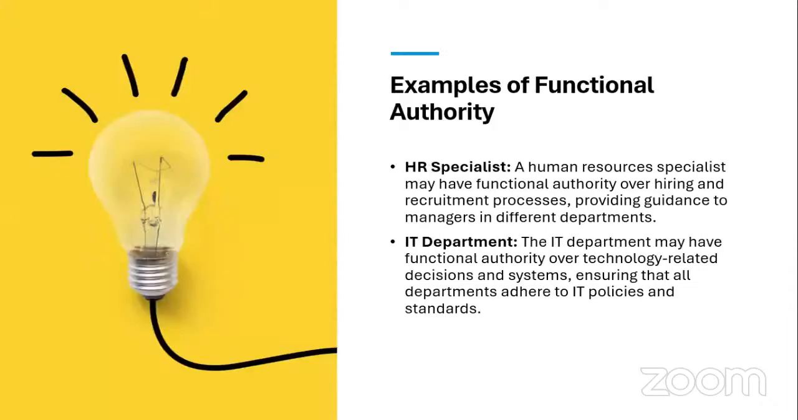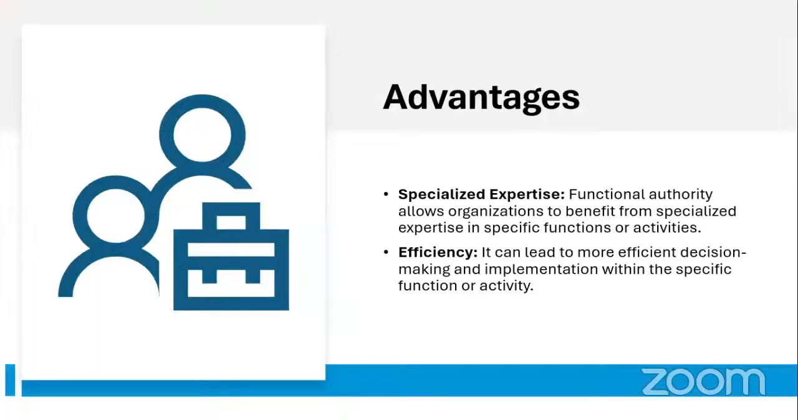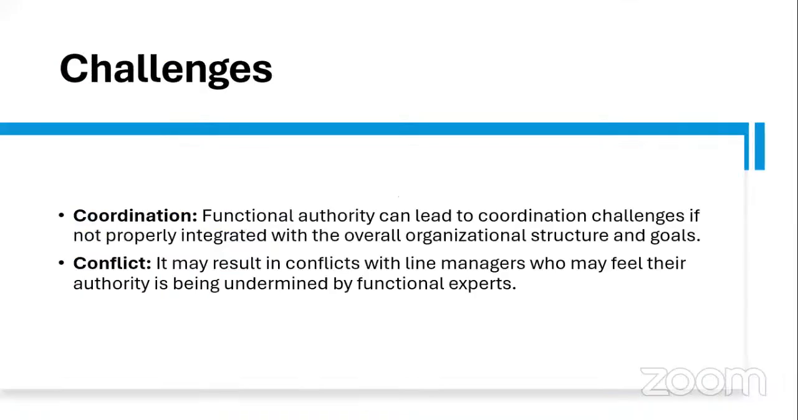Examples of functional authority: the HR specialist may have functional authority over hiring and recruitment processes, providing guidance to managers in different departments. The IT department may also have functional authority over technology-related decisions and systems. So they can help every other department get through with IT. Advantages: there is specialized expertise and it promotes efficiency.